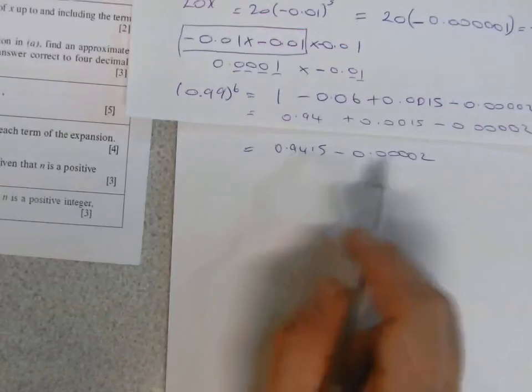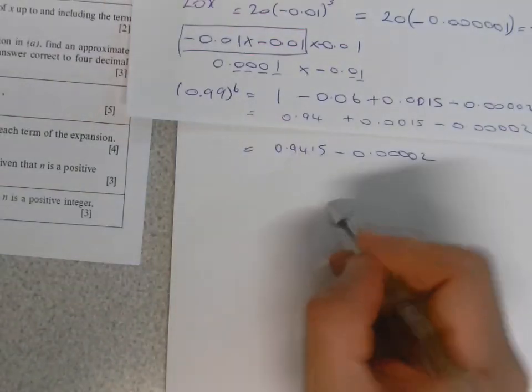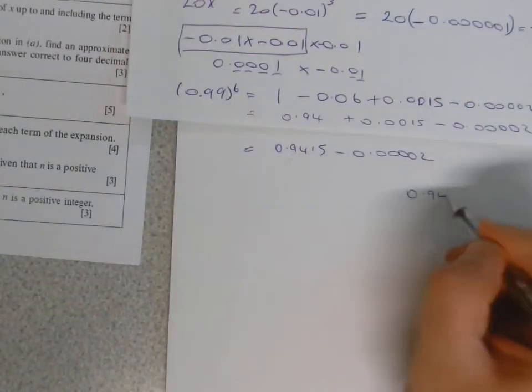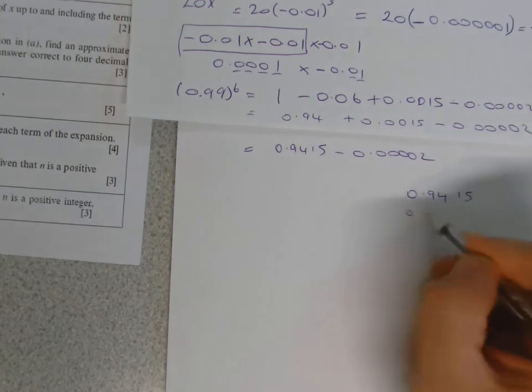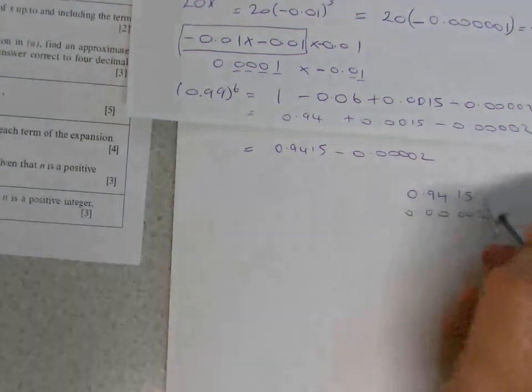Then you've got to take that away from that. Maybe to do that, we'll line it up. When you take away 0, take away 2, well, you can't do it, so you borrow. 10 take away 2 is 8. 4 take away 0 is 4. And then this just stays the same. They wanted 4 decimal places, so to 4 decimal places it would be 0.9415.